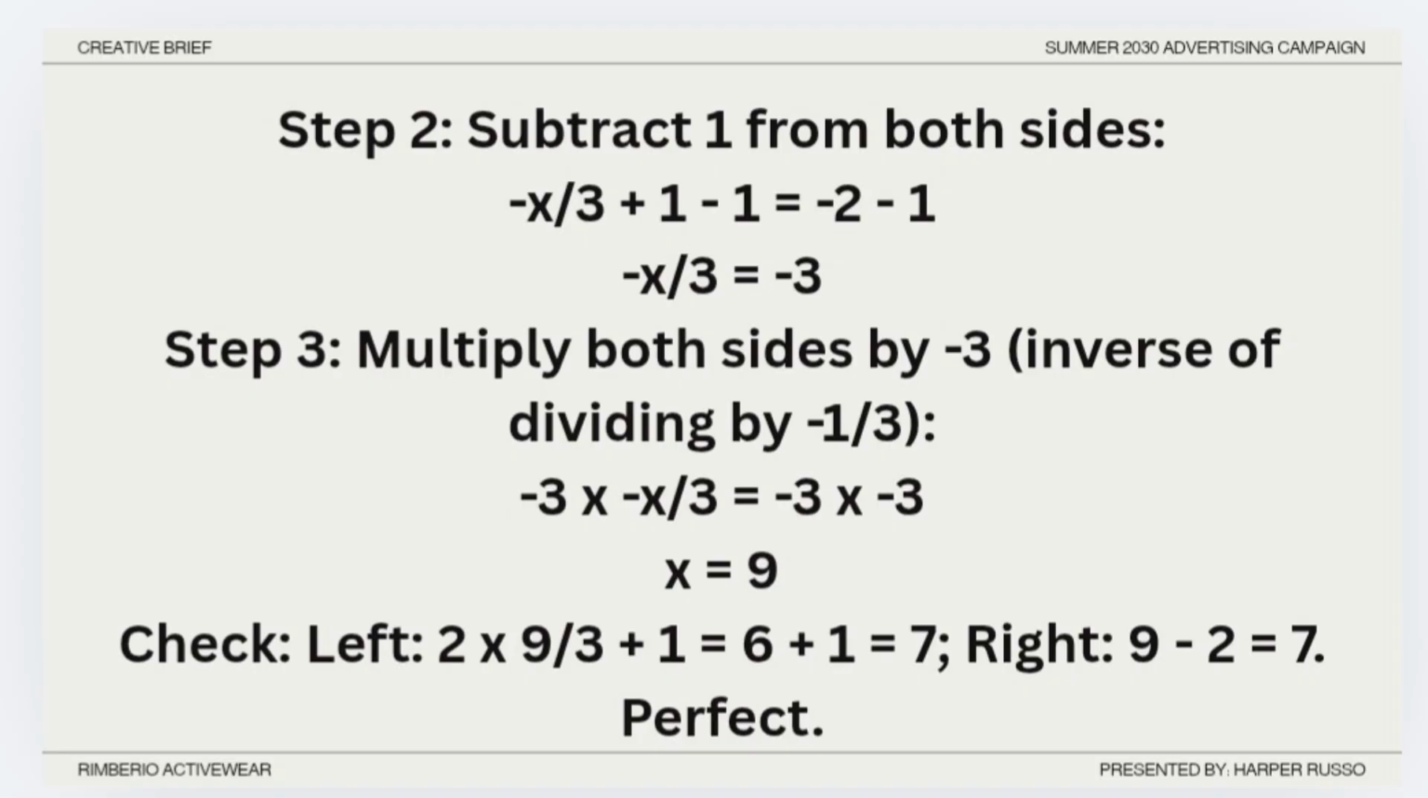Then check the result by substituting 9 in place of x. 2 times 9 over 3 + 1 = 6 + 1. Then the result is 7. So the answer is right. So 9 - 2 = 7.